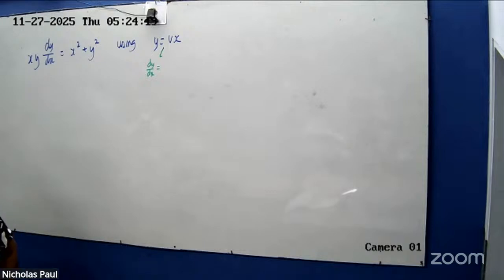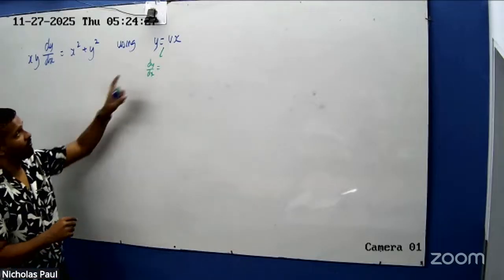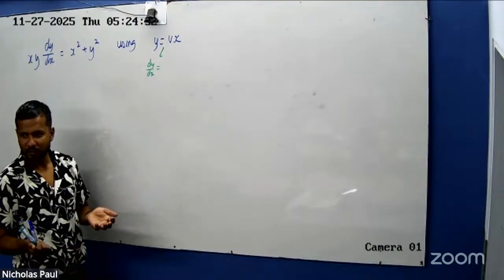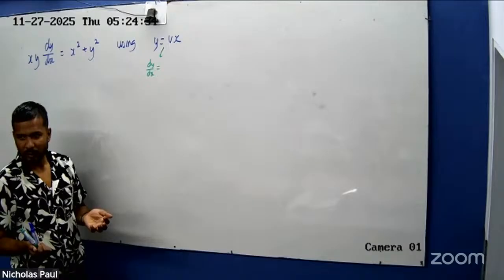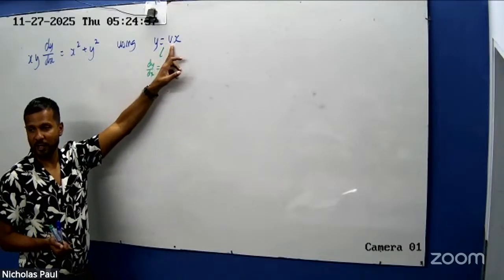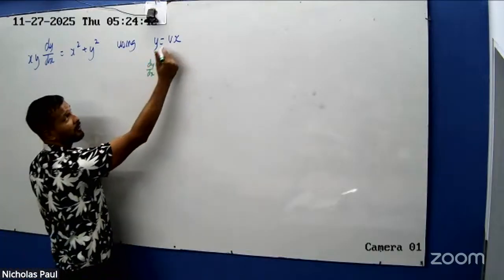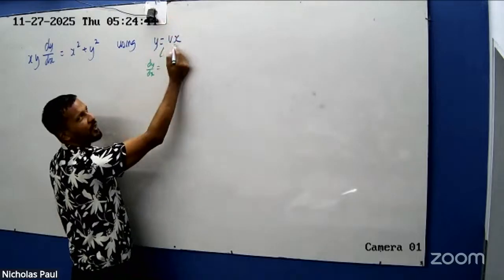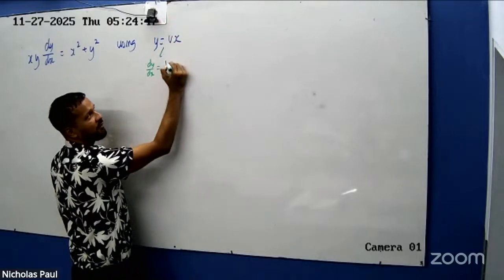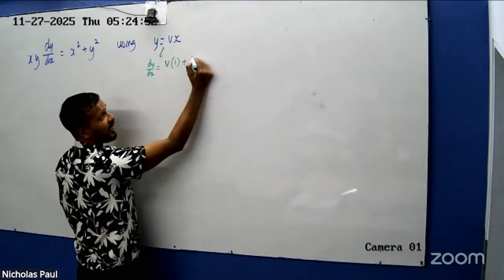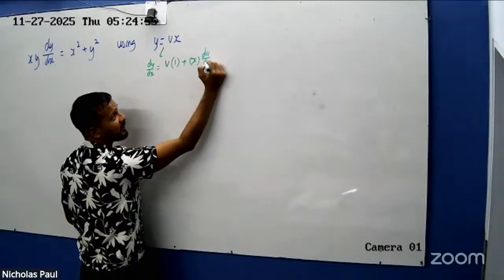Treat v as a function in x as well. What would be the differential of y, which is vx? What rule are we going to use? x is x and v is a function in x, so we're going to use the product rule. I don't want to use u and v because I have v here. But you have v and the differential of x, which is 1. We have x and the differential of v, which is dv dx.